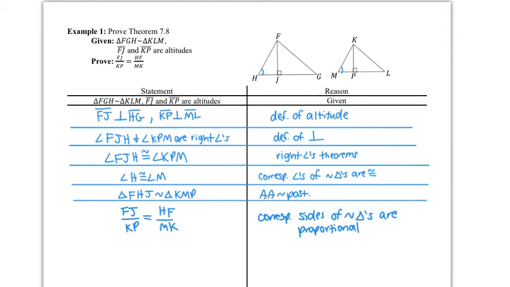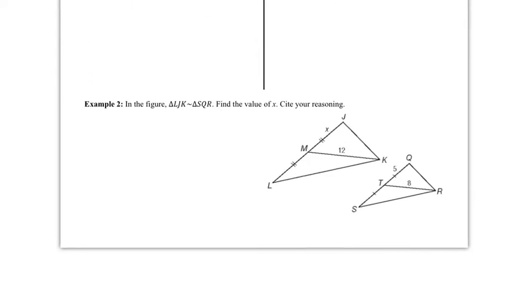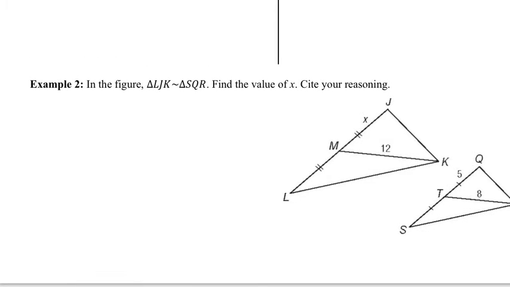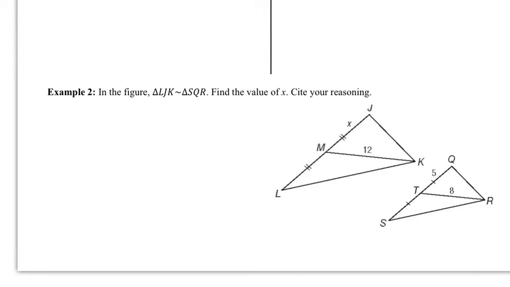All right, let's go ahead and go on to example 2. So in the figure, triangle LJK is similar to triangle SQR. Find the value of x and cite your reasoning. So we have those two triangles and we have this random line segment here. Well, what is it? You should know that they are medians. So I'm just going to say KM and RT are medians.